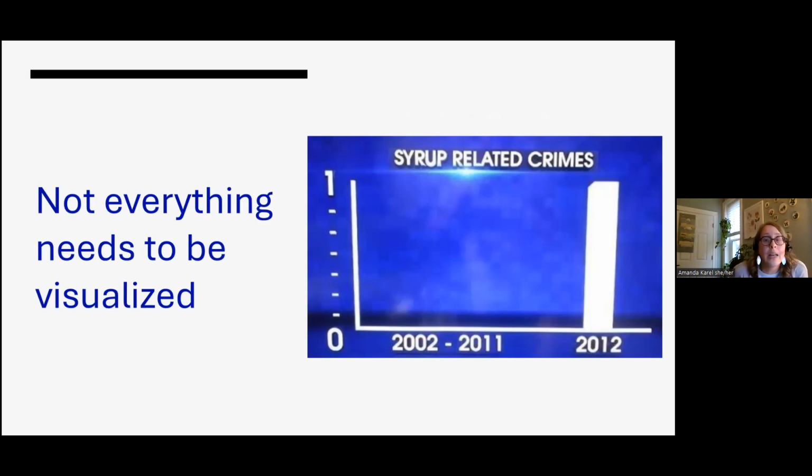This also connects to step 3 in the visualization process. What is the best chart type? Pop quiz: if they really felt the need to visualize the number of syrup-related crimes in 2012, what type of chart should they have used? One big number. They just needed to do one big number here. No pun intended on the 1 and the 1.